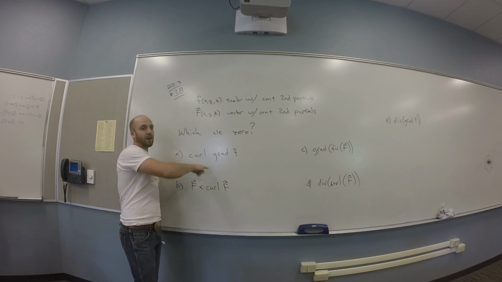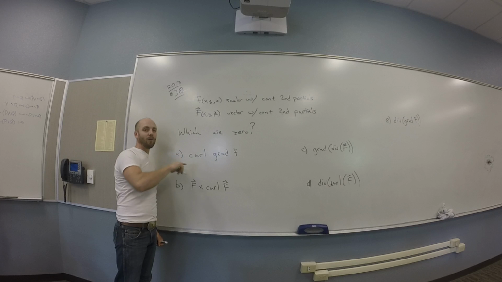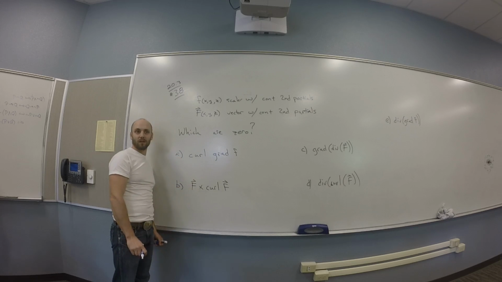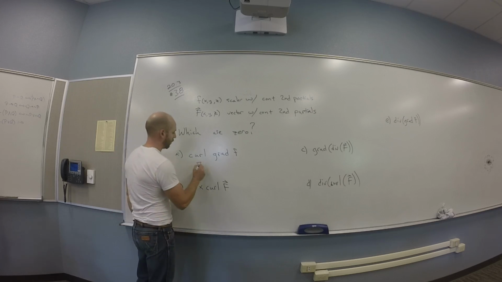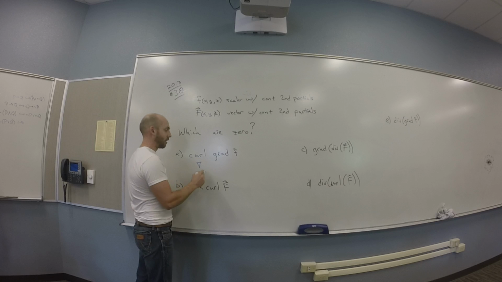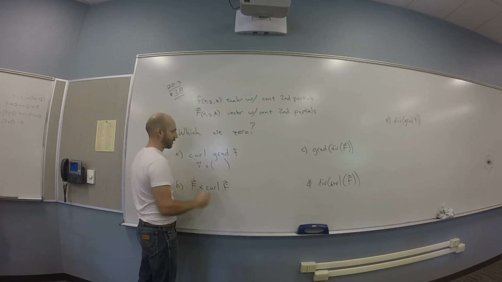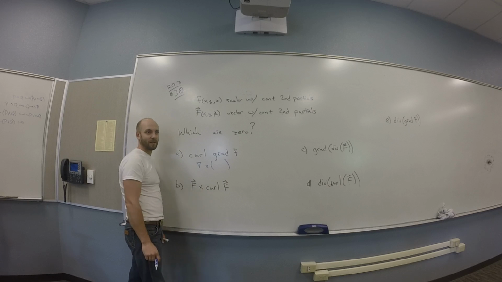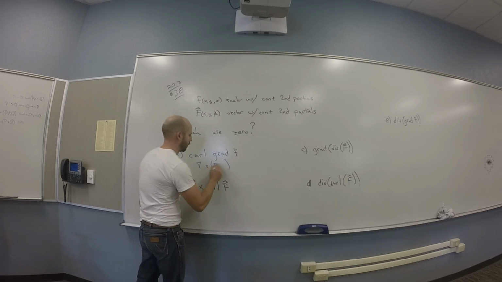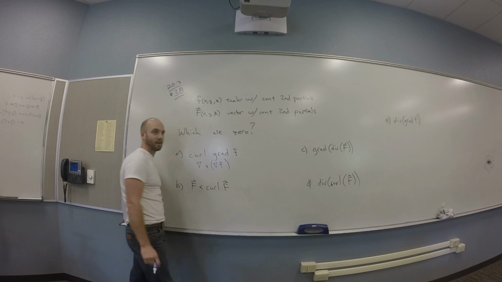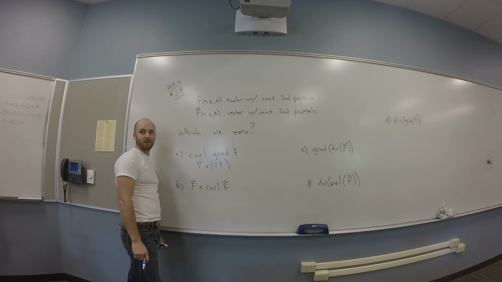So first off, what category of object should the output here be? It should be a vector, right? Because you got this out of a curl. So this should be Nabla crossed with, what's the gradient of f? How do you get that? Nabla to the scalar f. Nabla scalar f, right? Which should be zero.